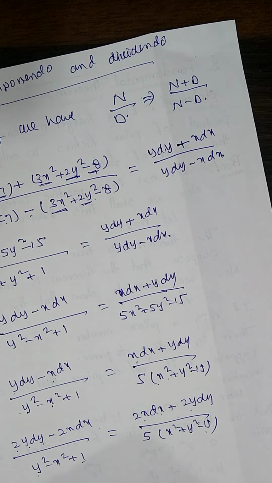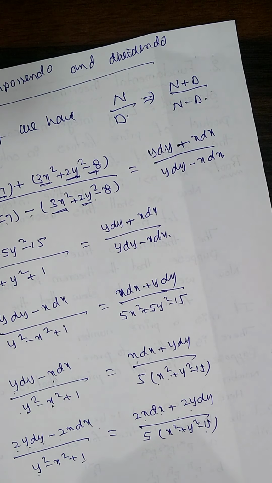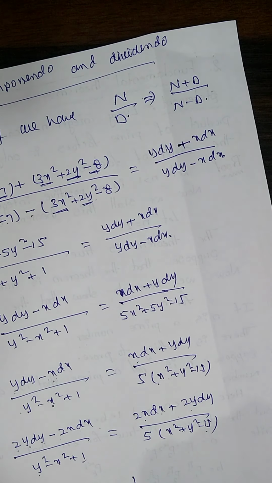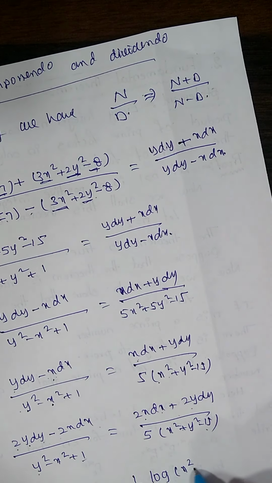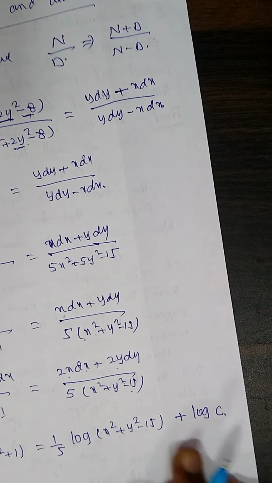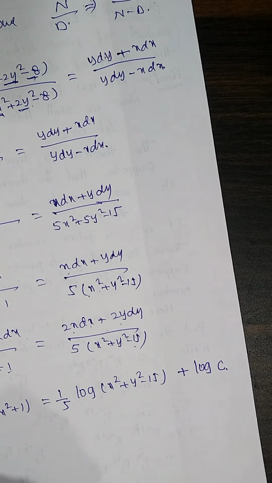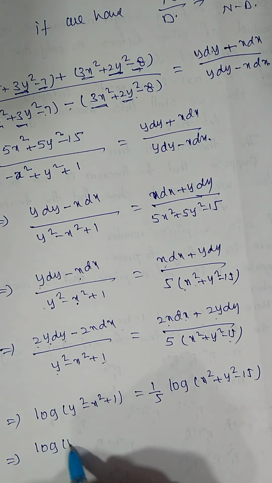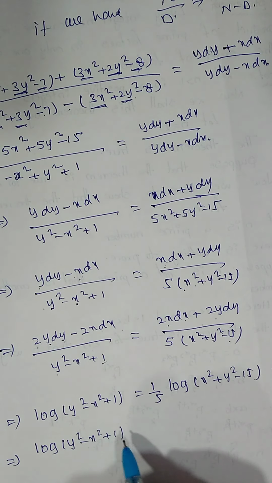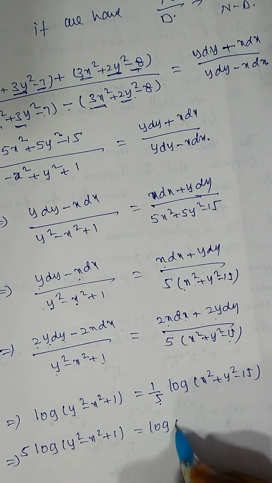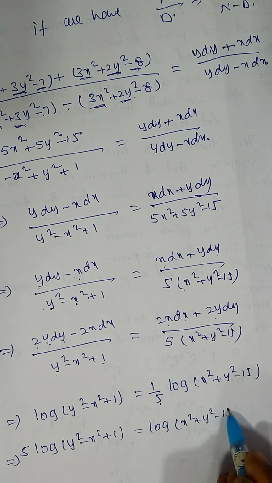So after integrating, we can write log of y square minus x square plus 1, because the numerator is the derivative of the denominator, equal to 1 by 5 log of x square plus y square minus 15 plus log c. This is after integration. That means we can write log of y square minus x square plus 1; this 5 brings from RHS to LHS, so we write 5 log, equal to log of x square plus y square minus 15 into c.